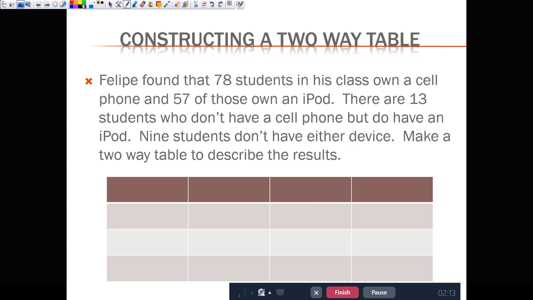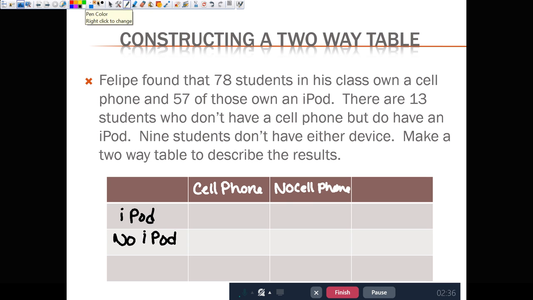So I'm going to put cell phone, no cell phone, iPod, no iPod. And then we have our total and our total. This box over here would be our grand total.